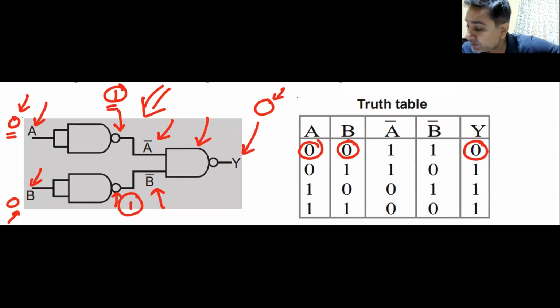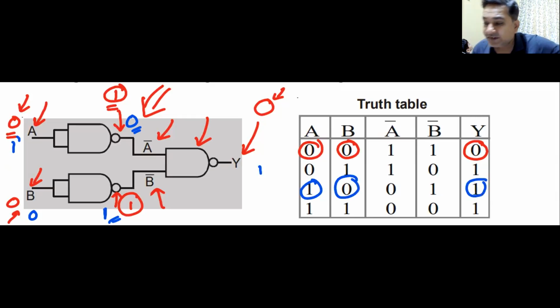I'll do one more with the blue ink. If I put 1 here, what do I get on this side? I will get 0. If I put 0 here, I will get 1 here. So 1 and 0. When I put 1 and 0 in a NAND gate, what would I get? 1. So 1 and 0 put here, the answer is 1. Which gate does it represent now? It is an OR gate.